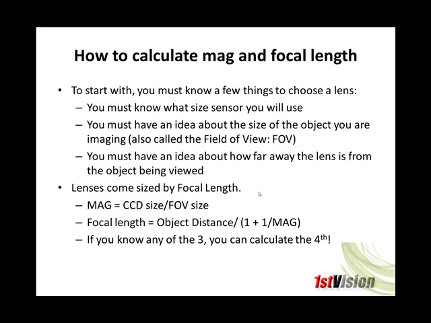The focal length, for its formula to figure out what you're going to need, is the distance from the object to the imager divided by 1 over the magnification. If you know any of these three variables, you can then calculate the fourth. So for instance, if you know the focal length and you want to figure out how far away you should be for a certain size picture and a certain size imager, you can get that as well.